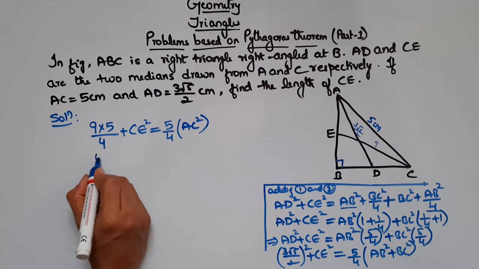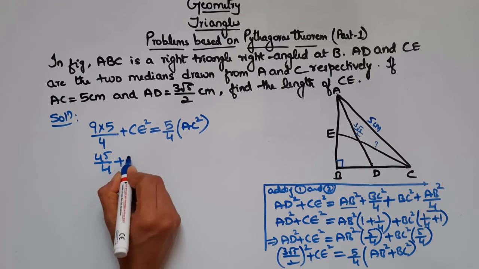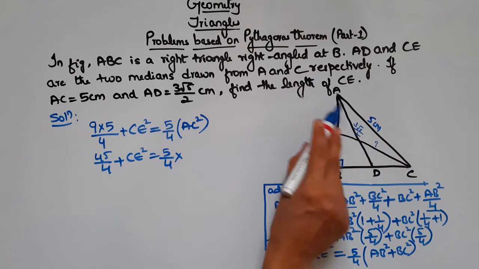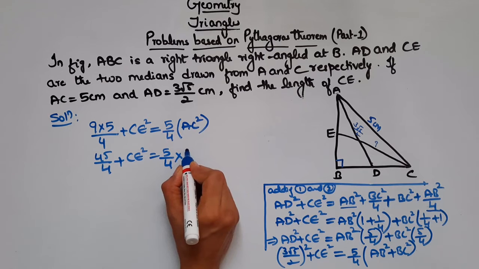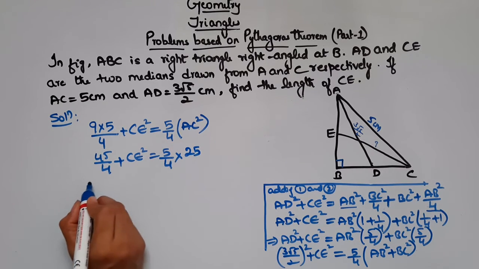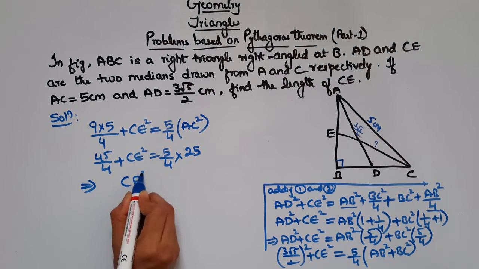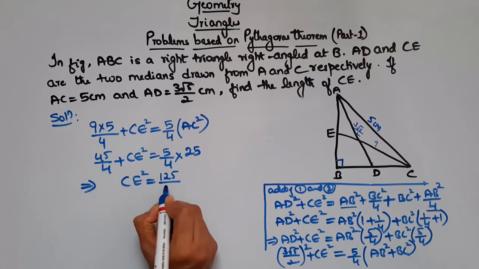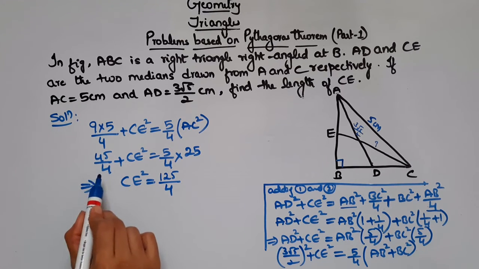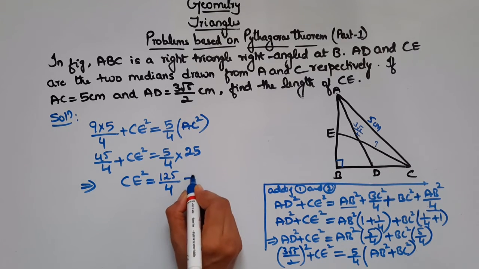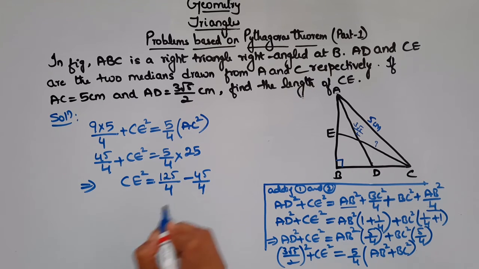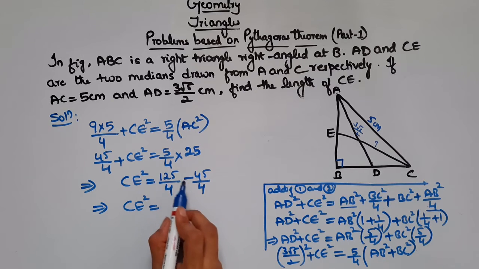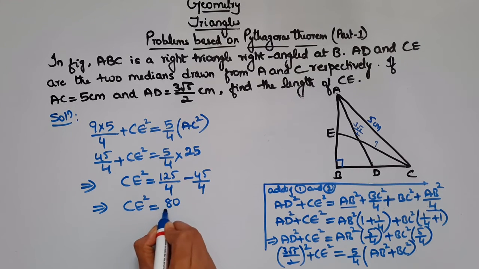So now 9 5s are 45 by 4 plus CE square is equal to 5 by 4 into AC. We know AC is 5, so 5 square is 25. So this implies CE square is equal to 5 into 25 is 125, so 125 by 4. When we bring this 45 by 4 to the right hand side, that will be minus 45 by 4, right? So this implies CE square is equal to 125 minus 45 is 80 by 4.